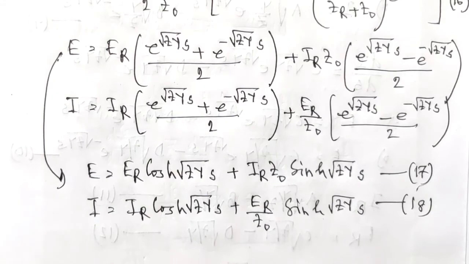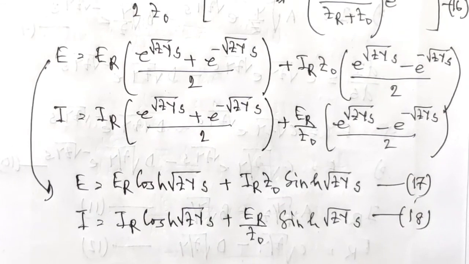Although these equations are extensively used, it is believed that the exponential forms of equations 15 and 16 lead to a clearer physical picture of the phenomena occurring on a line, and they also lead to an easier calculation with complex values of root ZY.